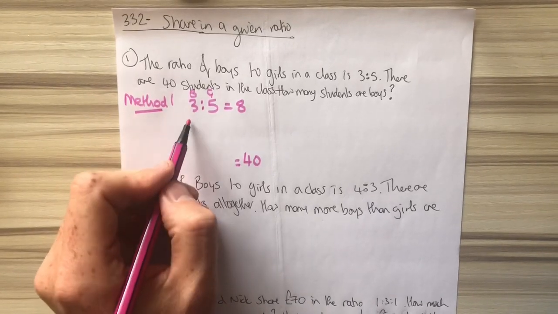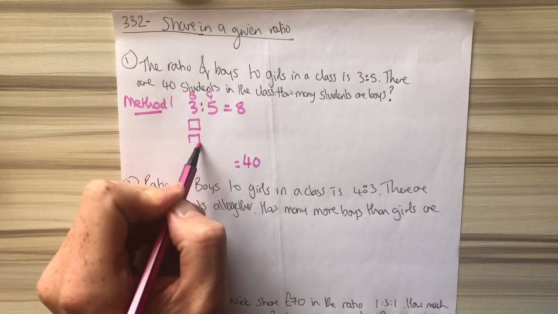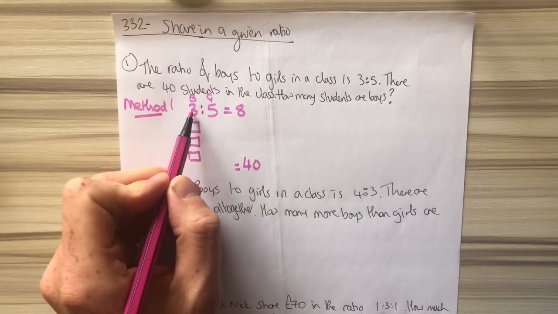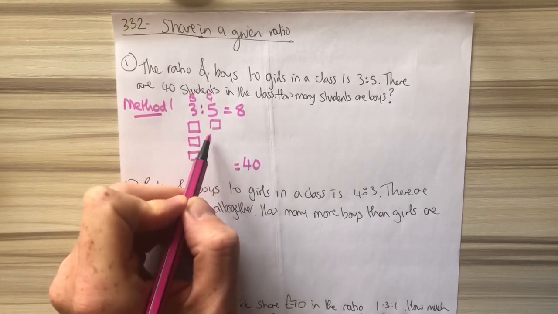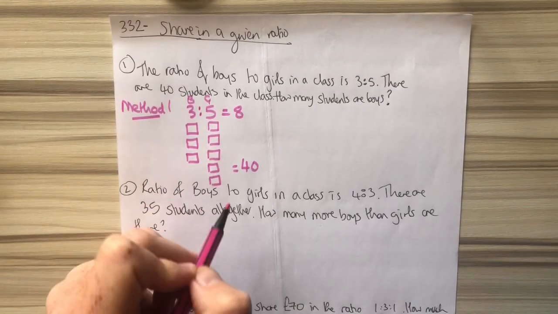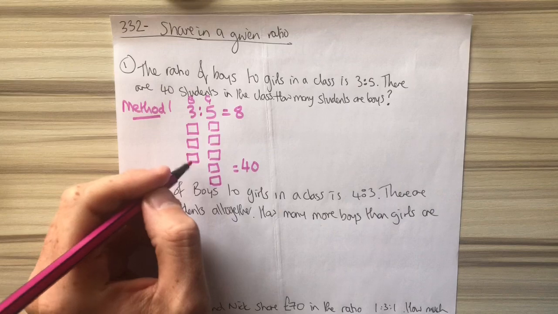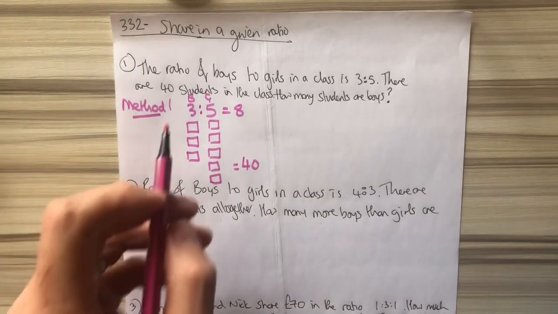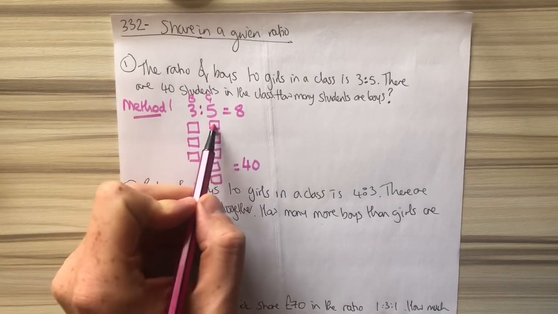So a couple of ways of doing it. Put 3 boxes under that one, because that corresponds to 3 parts. Put 5 boxes under this one, because that corresponds to 5 parts. If I add all these boxes up, I would get 40. So how are you going to decide what's in each box?